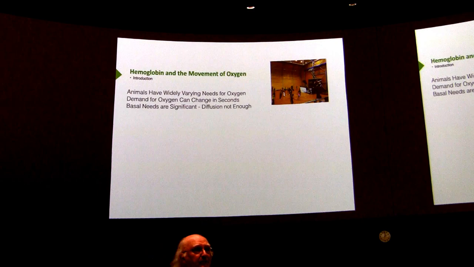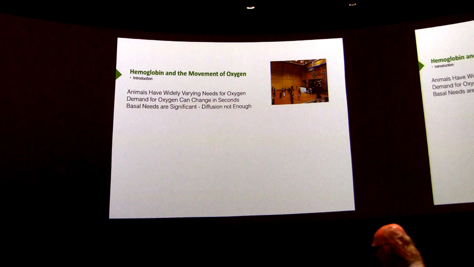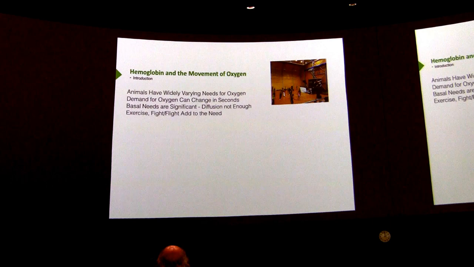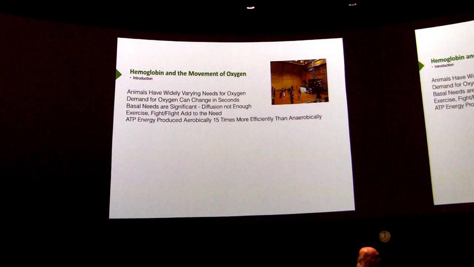Plants don't have hemoglobin. They don't have widely varying needs for oxygen. A plant sits there, right? A plant typically doesn't have very deep tissues that need to have that oxygen. And that oxygen is important because, as we will see, our cells are much more efficient at producing biological energy in the presence of oxygen than they are in the absence. ATP energy is produced 15 times more efficiently in the presence of oxygen than it is in the absence of oxygen. I'll come back to that theme many times during this term.